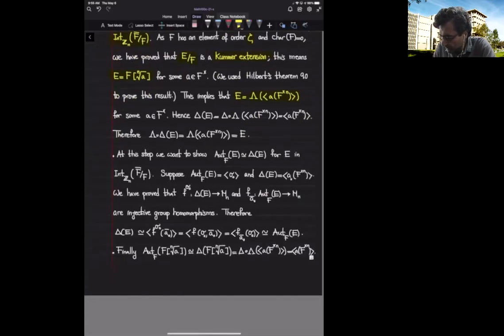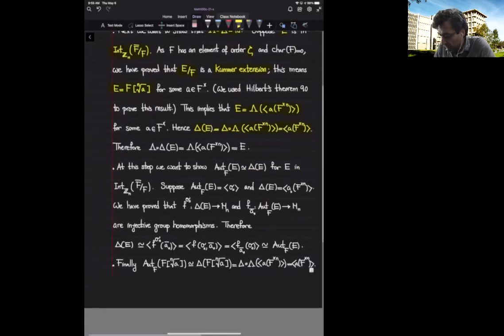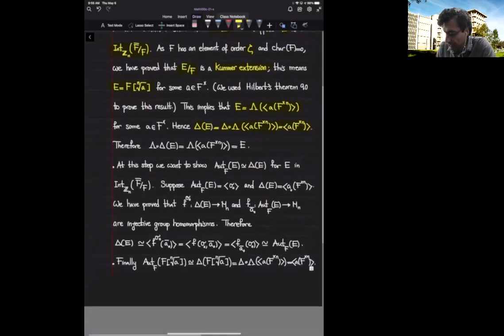So delta of E is delta ∘ lambda of the cyclic group, because E is lambda of the cyclic group, but delta ∘ lambda is identity, so I get back the cyclic group. Now I can apply lambda to both sides. I get that lambda ∘ delta of E is lambda of the cyclic group, which is E, because of this. As we can see, this is quite general at this stage. So we get that lambda ∘ delta is also identity.